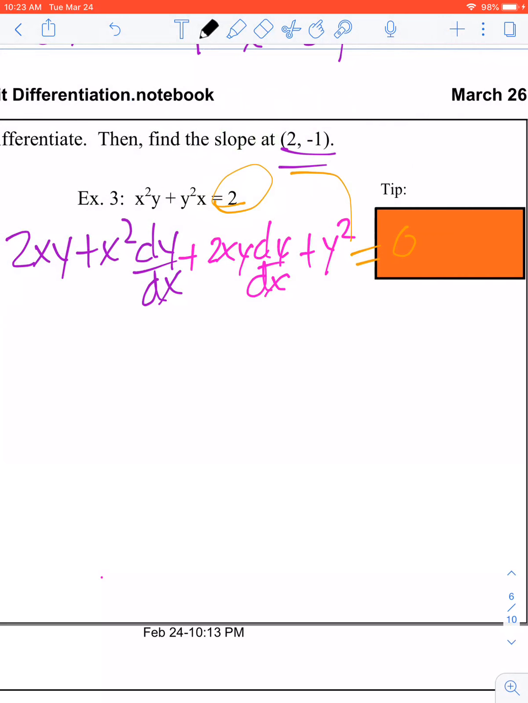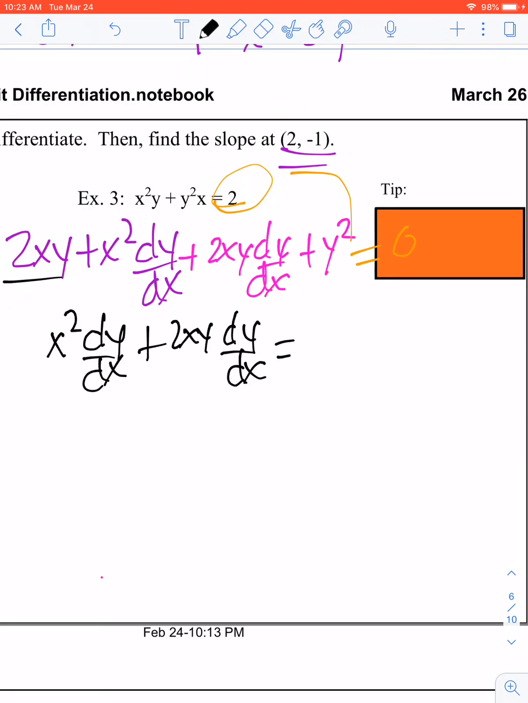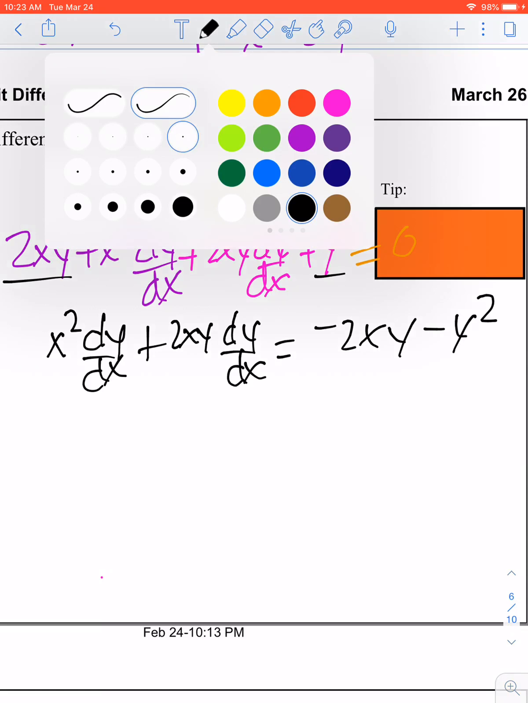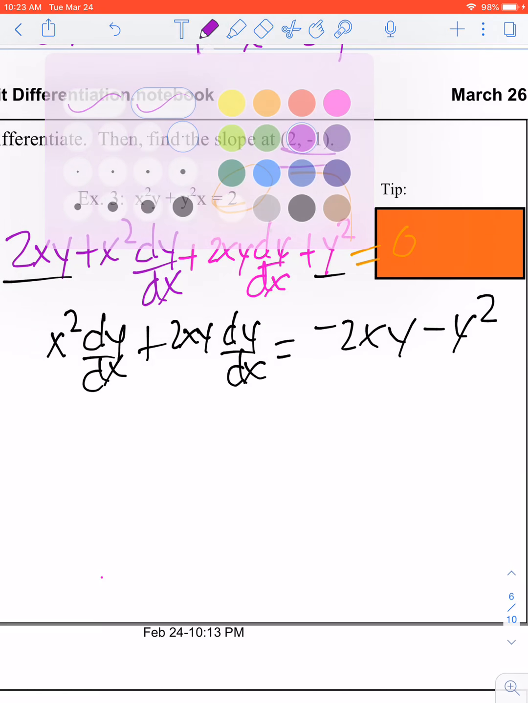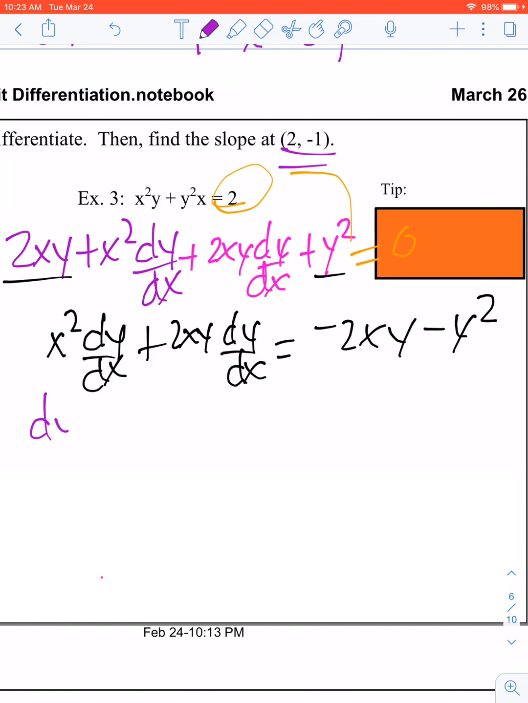Step 2, keep everything with the dy dx on one side and everything else on the other. So I'm going to keep the x squared dy dx, and I'm going to keep the 2xy dy dx, but I'm going to move the 2xy and the y squared over. Step 3, I'm going to factor out a dy dx on the left.